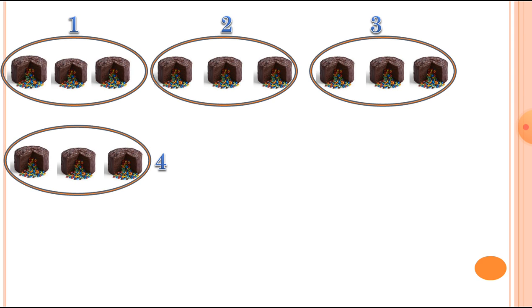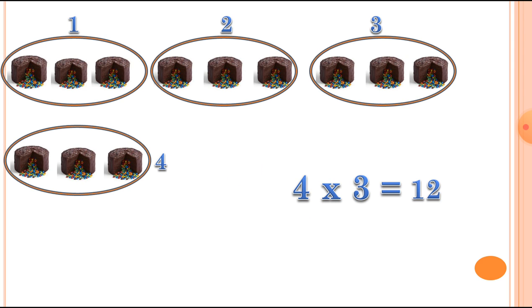And what is the next digit? How many cakes in each group? You can count by yourself also. There are 3 cakes in each group. So we can write it this way. There are 4 groups, 1, 2, 3 and 4. This is the number of groups, and this is how many cakes in each group. Every group has 3 cakes. So 4 threes is equal to 12. So total this is 12 cakes.